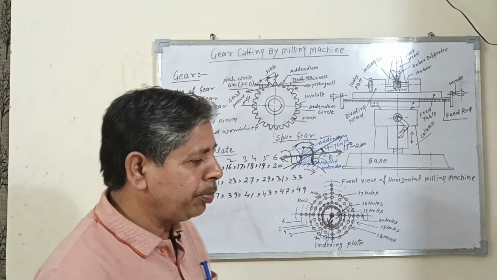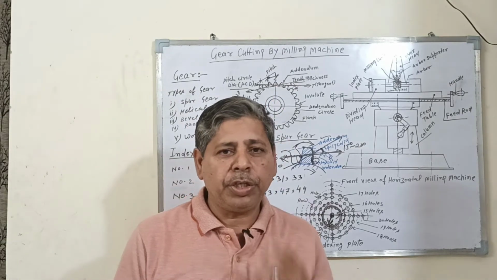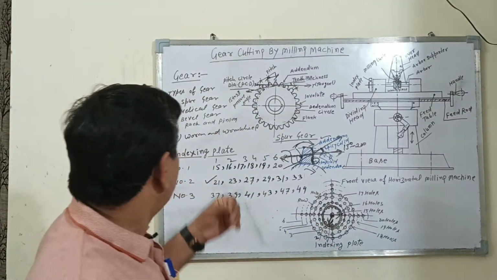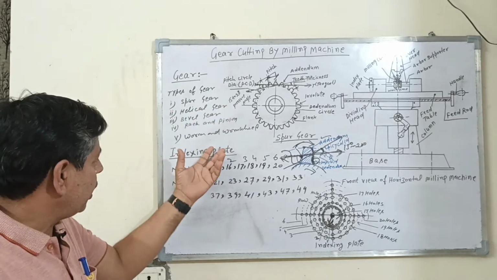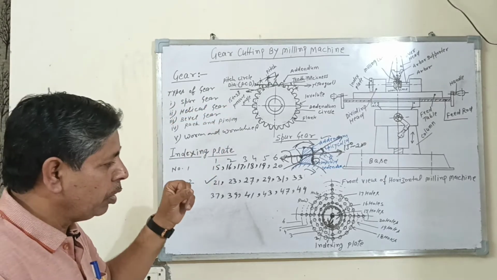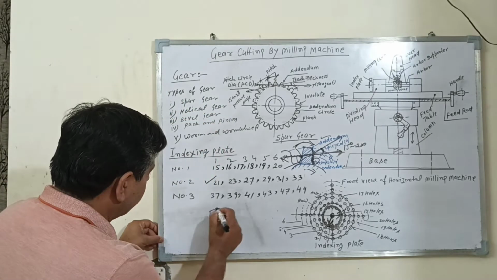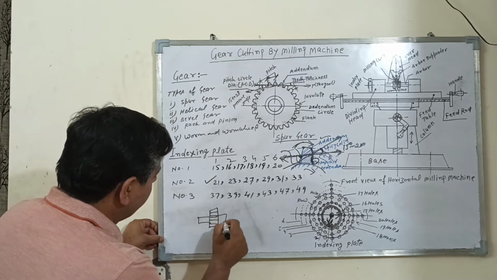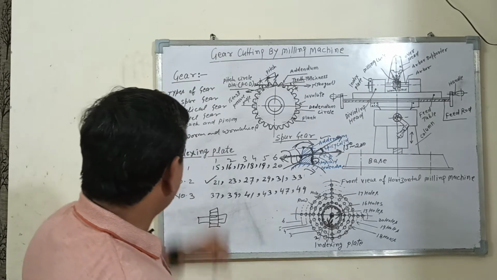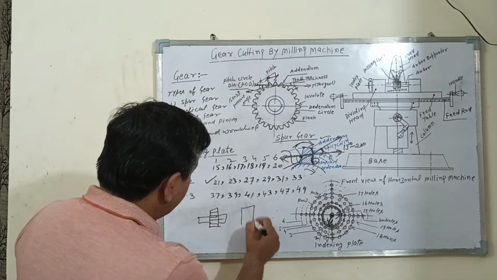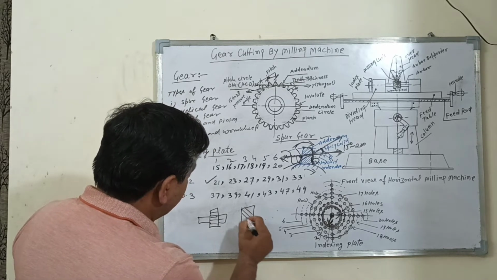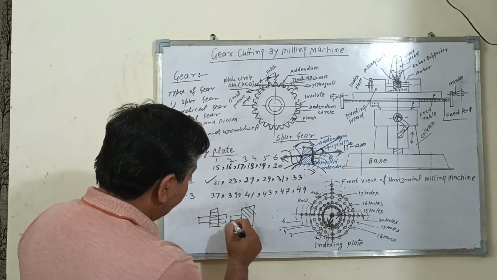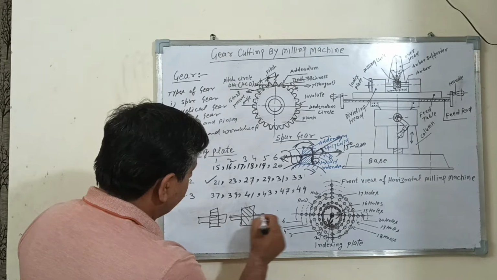The main function of the gear is to change the velocity ratio and to give a different direction of the motion. The types of the gear are here. Number one is spur gear. Spur gear is just like this gear, having straight teeth parallel to the axis of the shaft. Second is helical gear. The helical gear has inclined teeth with respect to the axis of the shaft.